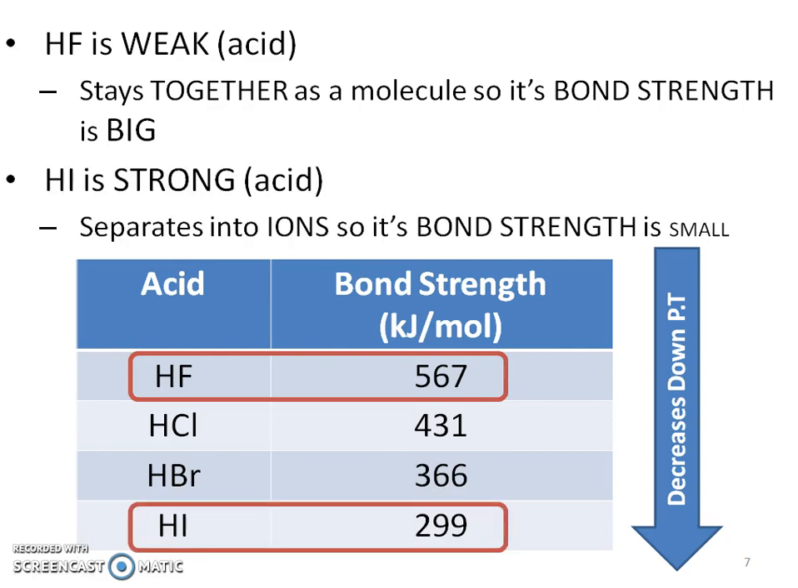However, if we look at HI, if we compare HI to HF, HI is a very strong acid. Well, that means that it wants to break into ions. If it wants to break into ions, that means its bond strength is very small, right? It doesn't mind being away from each other. It'd rather be as ions than together.